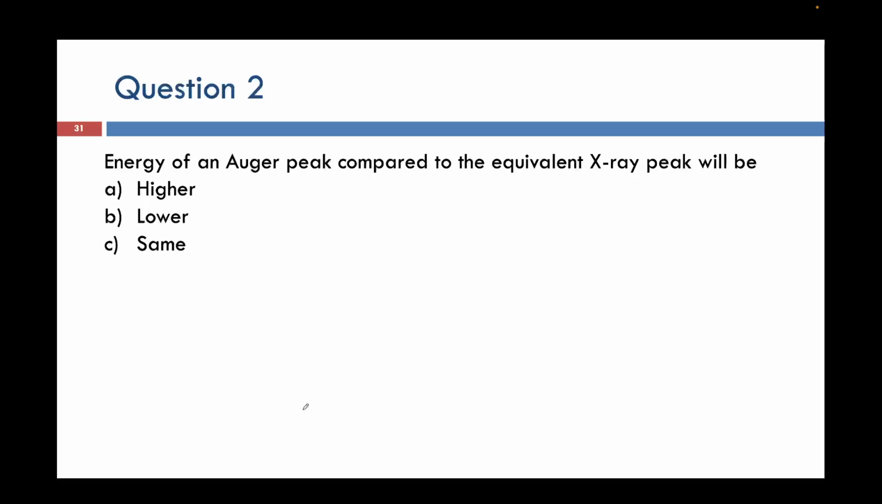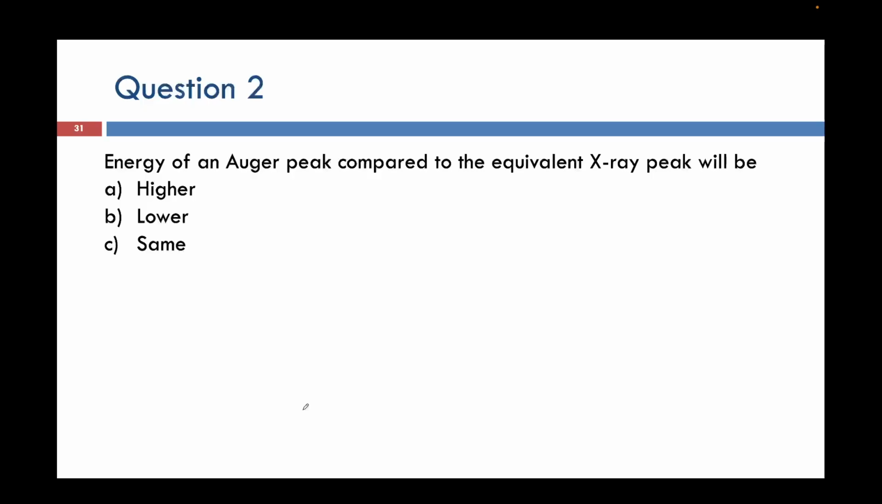Okay, so this is another question, a conceptual question. The energy of the Auger peak compared to the equivalent X-ray peak will be higher, lower, or same? Any guess? We just covered the Auger peak, the Auger electron. A student answers lower. Which one? I cannot hear you properly.